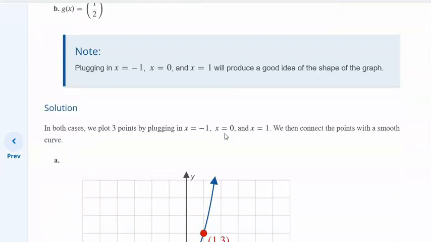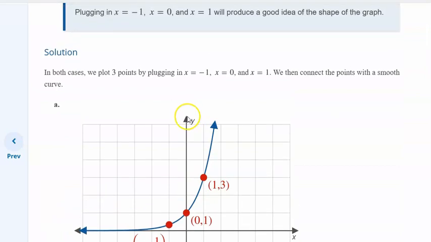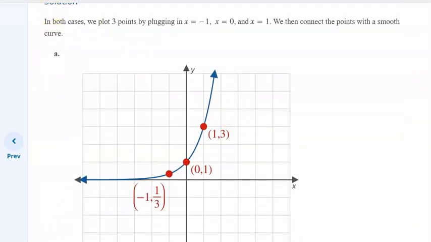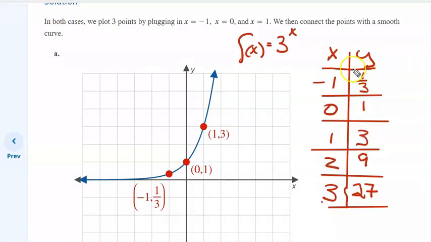Again, I would set up a t-chart, and I'll do this one with you. So let's set up the t-chart here. And -1, 0, 1 are the points that are plotted. I've put a few more. So -1 is 1/3. So -1, 1/3.